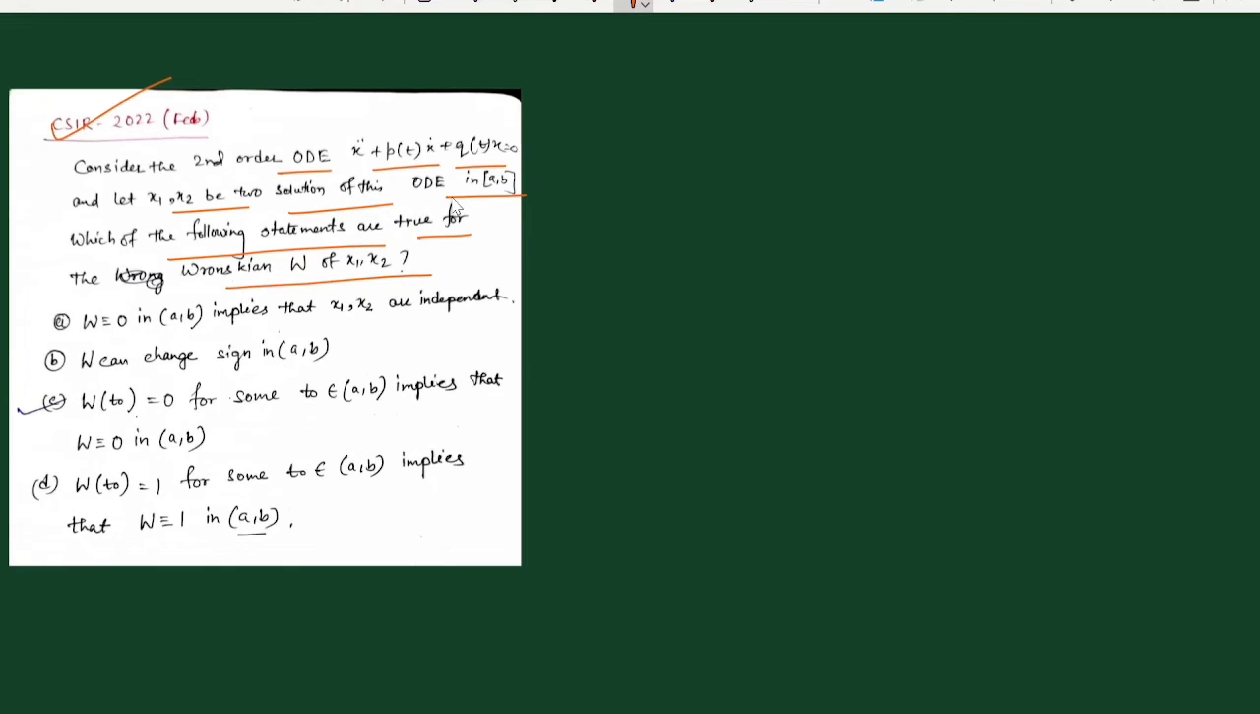Okay, so Wronskian. Option A: Wronskian equal to 0 implies that x1, x2 are independent. No, this is clearly false, because we know that Wronskian equal to 0 means what? A linearly dependent solution. We get the linearly dependent solution, and Wronskian non-zero means linearly independent solution. This is if and only if, yes. Okay, so option A is clearly false.